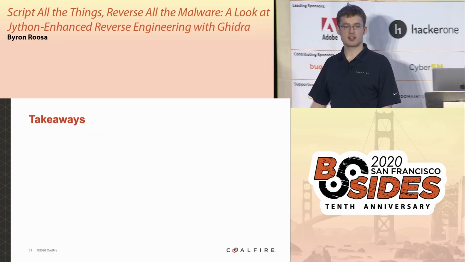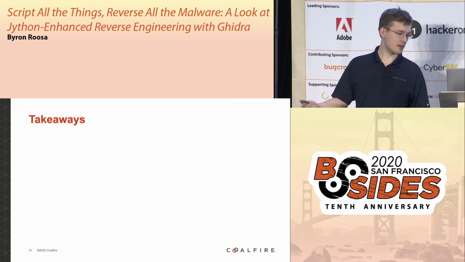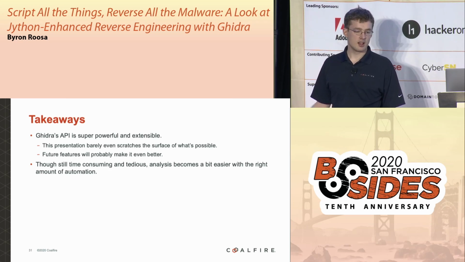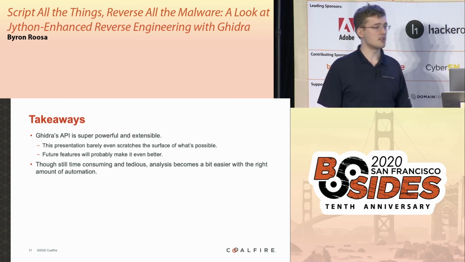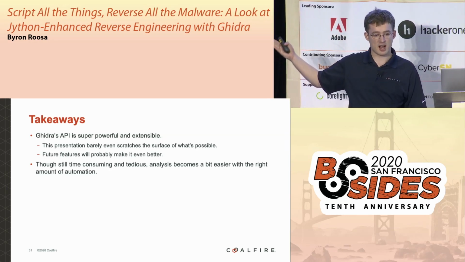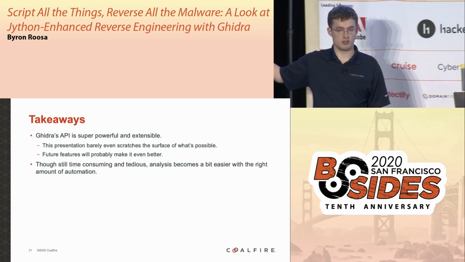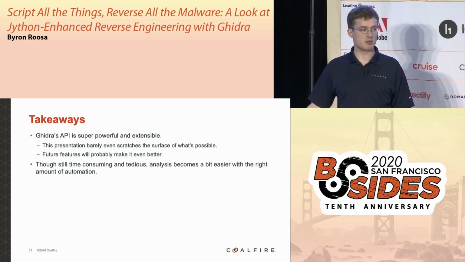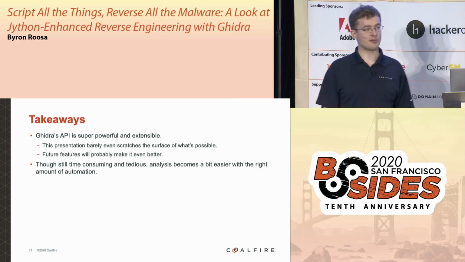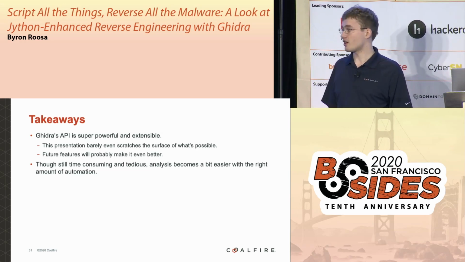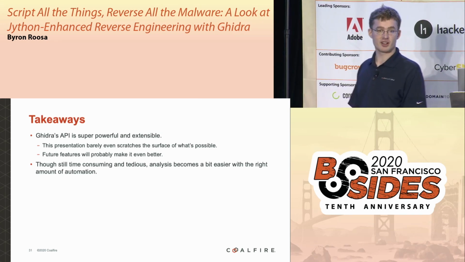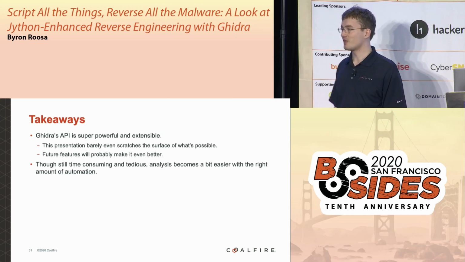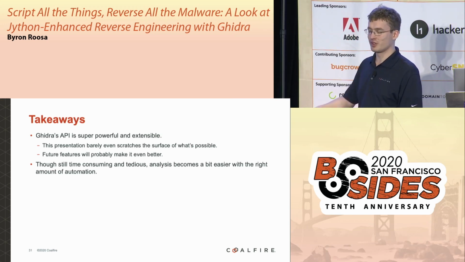So next I want to go to takeaways, what I want you to come away with. First of all, Ghidra's API is super powerful. It's extendable. You can write all this stuff to it. I mean, literally, what I've shown you here just scratches the surface. I talked about its ability to emulate code. It's going to make my life a lot easier once I figure it out. And future features are going to make it even better. There is talk of integration with debuggers in the future. It's been a little while since they said they were going to do that, but that's going to be pretty awesome.